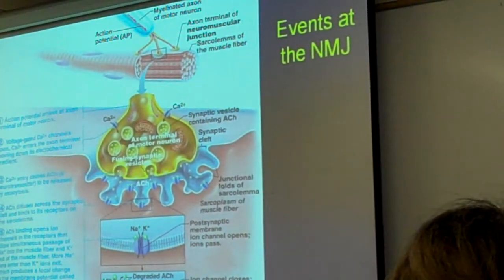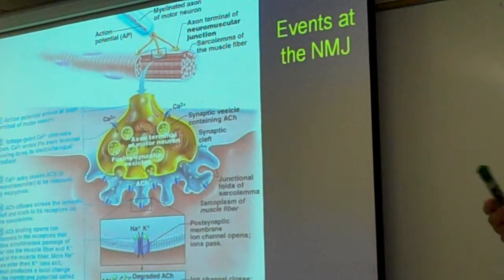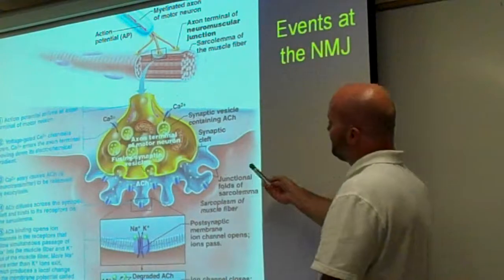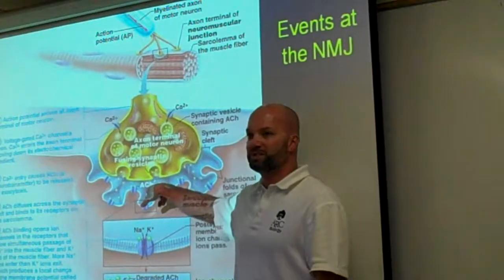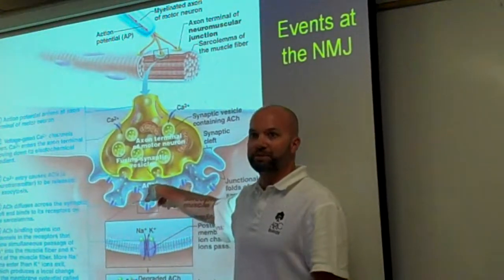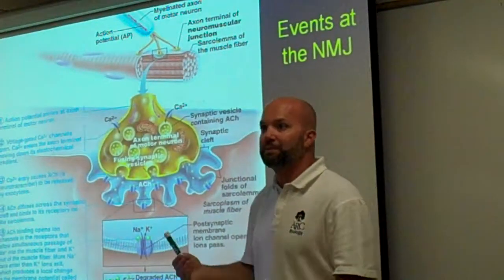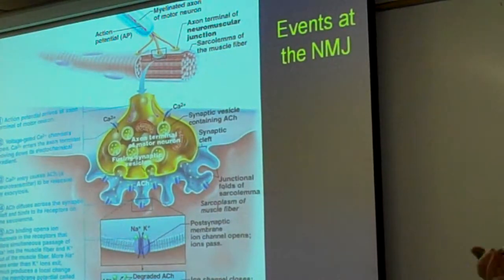And the reason you want to know the terminology, you're going to use it when you describe the process. So you can say acetylcholine is released by exocytosis from the presynaptic membrane, the axon terminal. It diffuses across the synaptic cleft. It binds to receptors in the postsynaptic membrane, which is the motor end plate. Everything has a name. What would you call these receptors? Well, most are named after what they bind to. So you can call them ACH receptors, acetylcholine receptors.